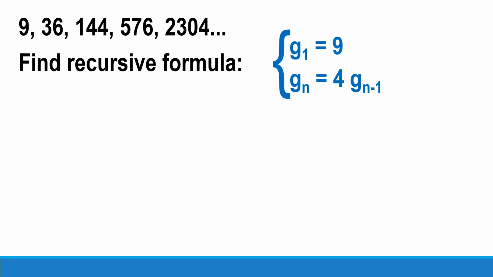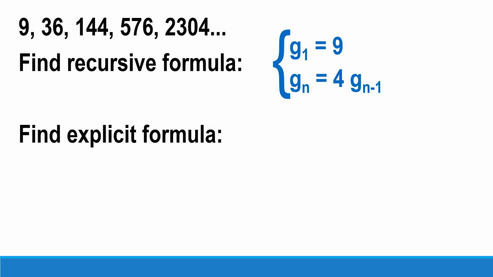In order to write the recursive formula for this geometric sequence, g sub 1, the first term, would have to equal 9, and g sub n, the successive terms, would have to equal 4, which is the common ratio, times g sub n minus 1, which represents the previous terms. When we write the explicit formula, we will take that first term, 9, and that common ratio, 4, and put them in g sub 1 and r respectively, and come up with the equation g sub n equals 9 times 4 raised to the n minus 1.